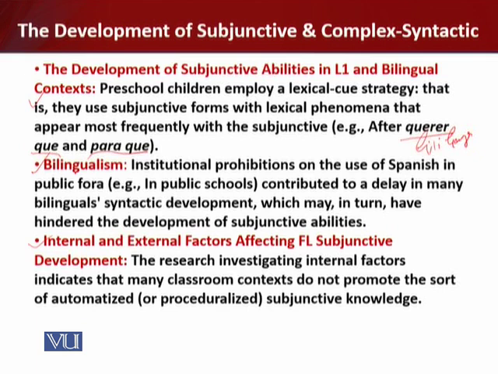Now, the researcher surmises that the institutional prohibition on the use of Spanish in public fora, that is, in public schools, contributed to a delay in many bilinguals' syntactic development, which may in turn have hindered the development of subjunctive abilities. So bilingualism, according to them, basically delayed the process of the subjunctive development. We also have the internal and external factors that affect foreign language subjunctive development.